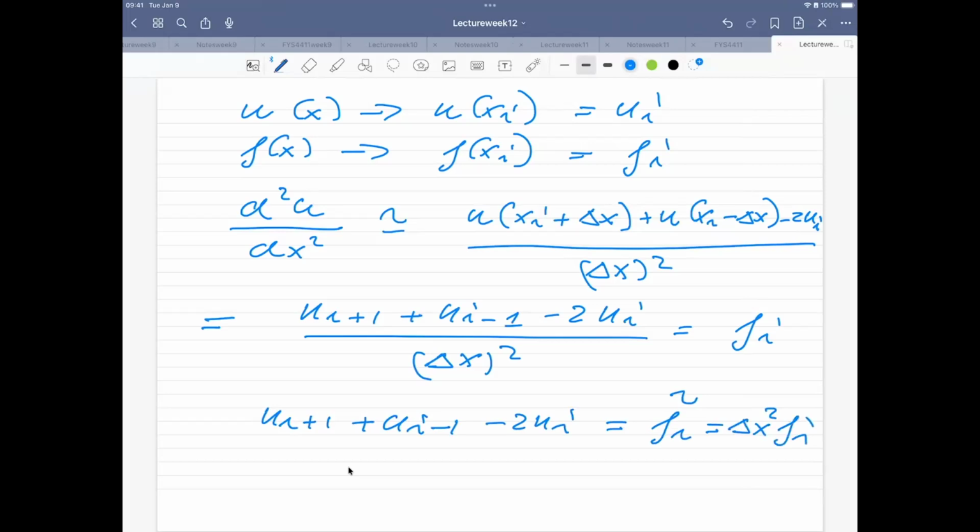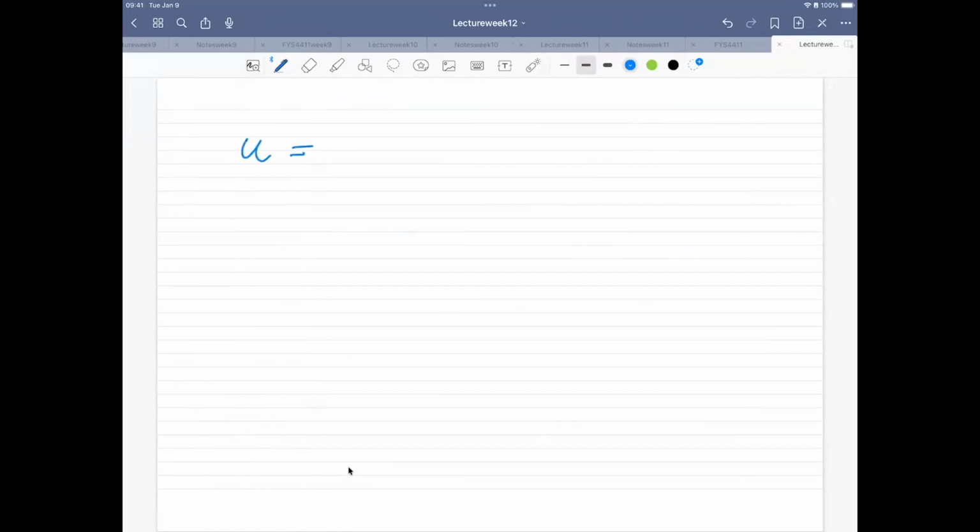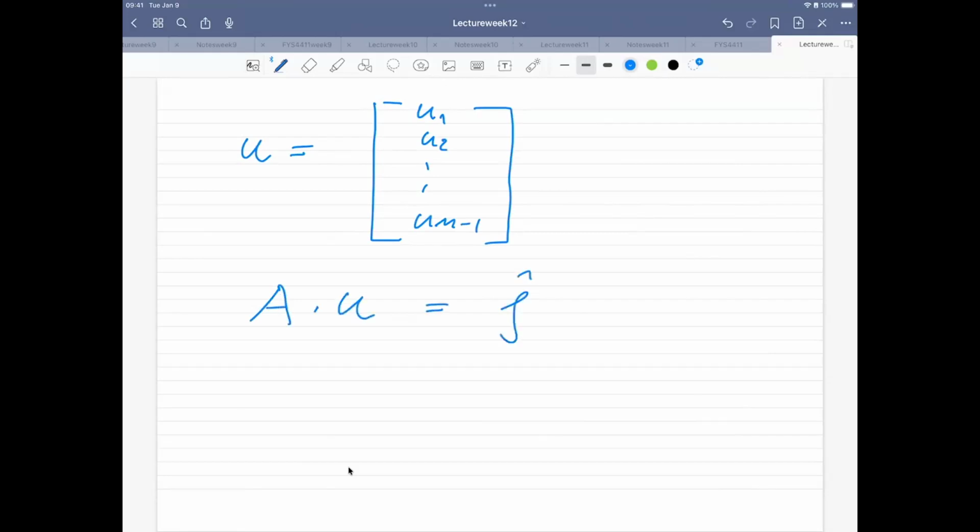Now, this is an equation where we know the endpoints. So keep in mind that the endpoints are known, so we don't need to find them. They are equal to 0 by the Dirichlet boundary conditions. So that means that the unknown vector, the unknown quantity u, is just given by u1, u2, down to u_{n-1}. These are the unknowns. And what we can do now is rewrite everything in terms of a matrix. So the problem which we had becomes A times u equals this vector F tilde.